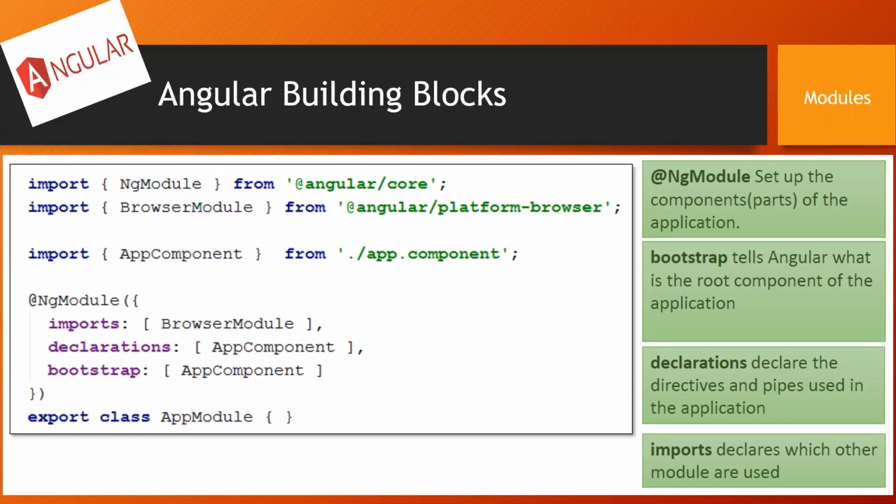Imports basically declare which other modules are injected, or if you want to use some external modules, you can inject them here. Declarations declare the directives, or any pipes you have used; pipes are used for filtering. So if you want to declare some directives or filtering pipes, you can declare them under the declarations section in NgModule. And then you can see we have this AppModule. We are using export so that it can be used in some other files.